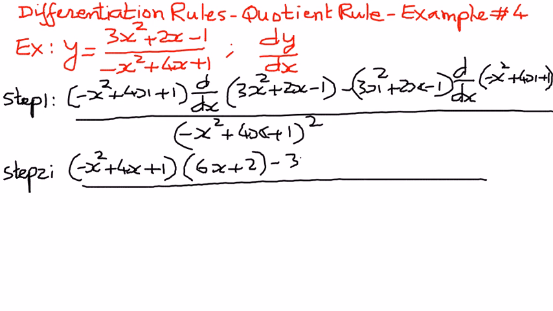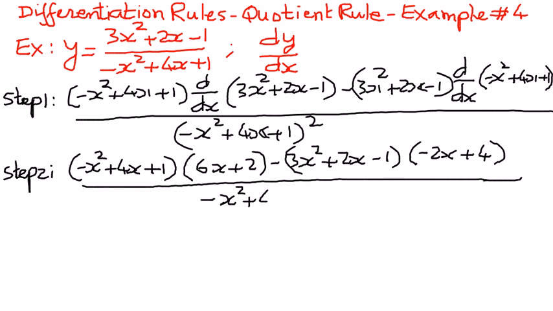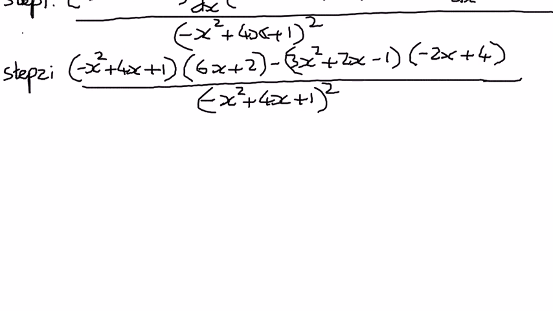Minus 3x to the power of 2 plus 2x minus 1, d by dx of negative x squared, which is going to be equal to negative 2x. Then d by dx of 4x is going to be equal to positive 4. D by dx of the constant number 1 is going to be equal to 0. So therefore we're going to leave it out. Minus x to the power of 2 plus 4x plus 1, this whole thing is raised to the power of 2. So we are now ready to simplify some more in this next step.